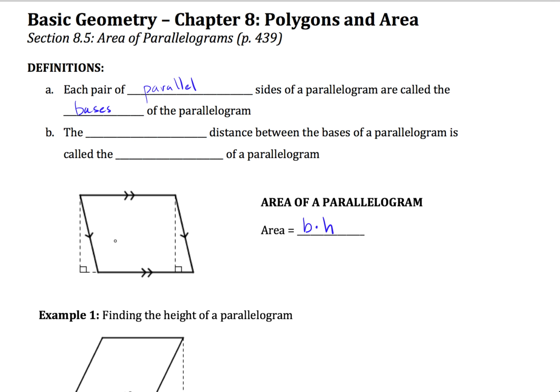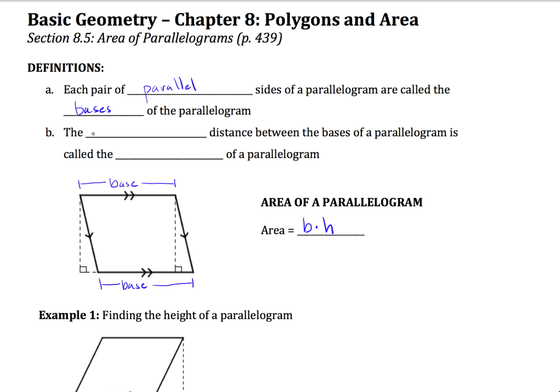So in this diagram right here, I'm going to call this side and this side my base. So this measurement from here to here would be my base measurement, which of course should be the same as this measurement because we know that the opposite sides of a parallelogram are always going to be congruent. So these two measurements should actually be the same. We're only going to use one of them.